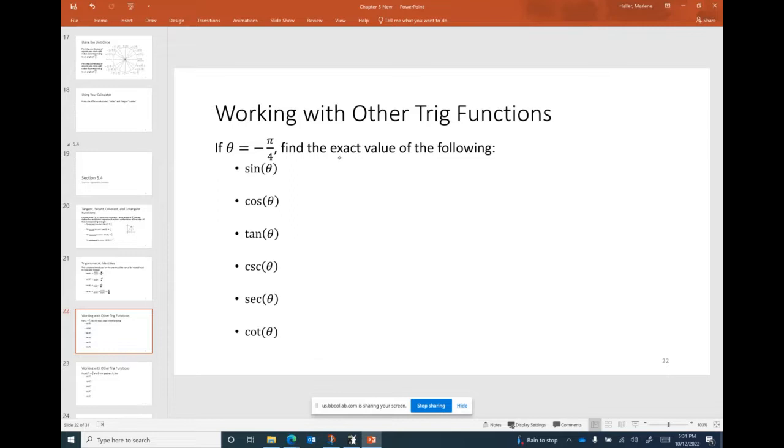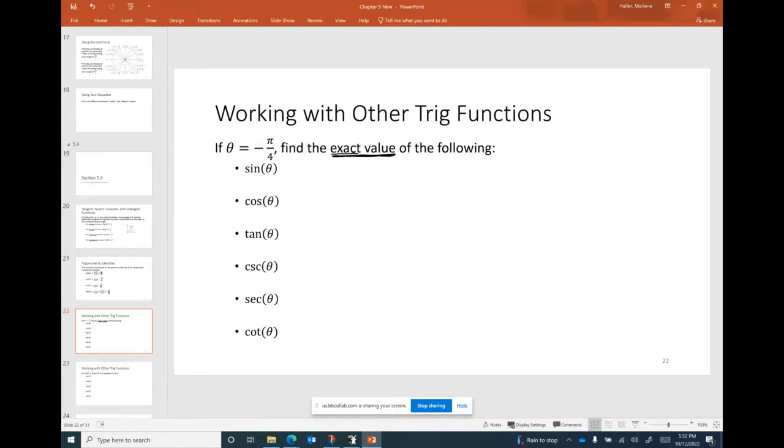Now be careful when you see exact value. Know that you want to use values from the unit circle or you want to use values as ratios. You don't want to go to your calculator, right? Your calculator can give you a repeating decimal, which at some point is going to have to be rounded or truncated, and it won't be an exact value. So your calculator is no good when you see this word exact. And that's what we've got here.